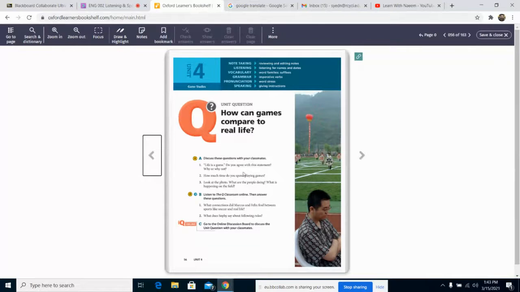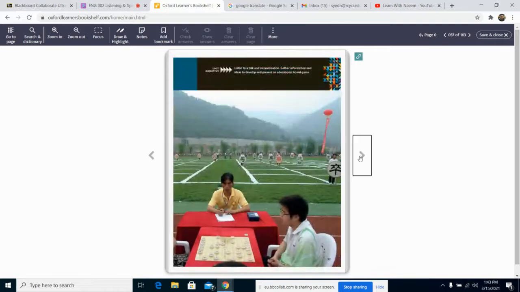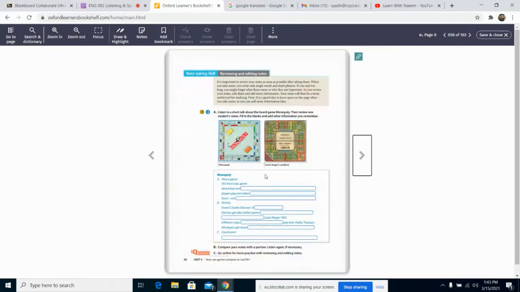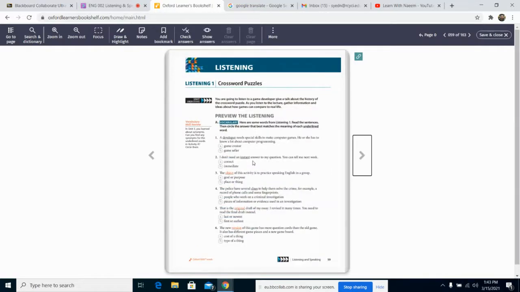We discussed the questions in the classroom and we listened to a Q Classroom Online where Sophie, Felix and Marcus have some discussion. So now the most important part. Before starting the listening, yesterday we reviewed the listening and you learned a few new and difficult words. Those were 8 words, if you remember.